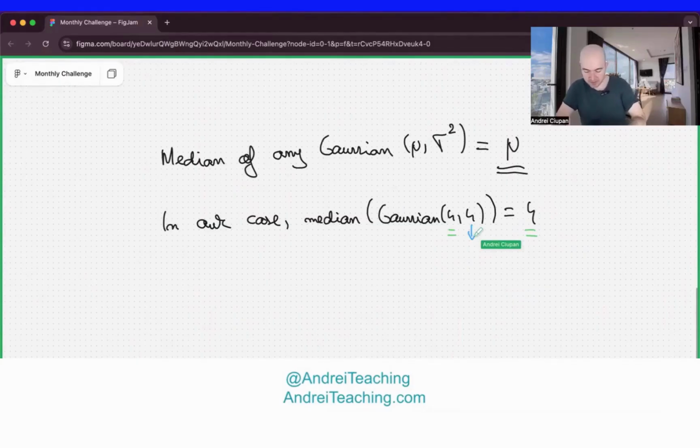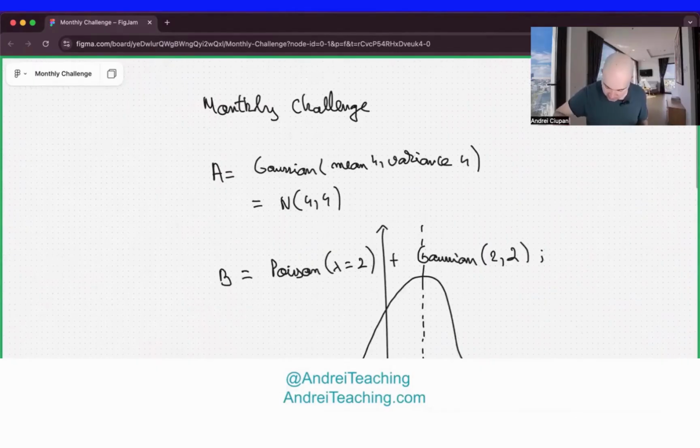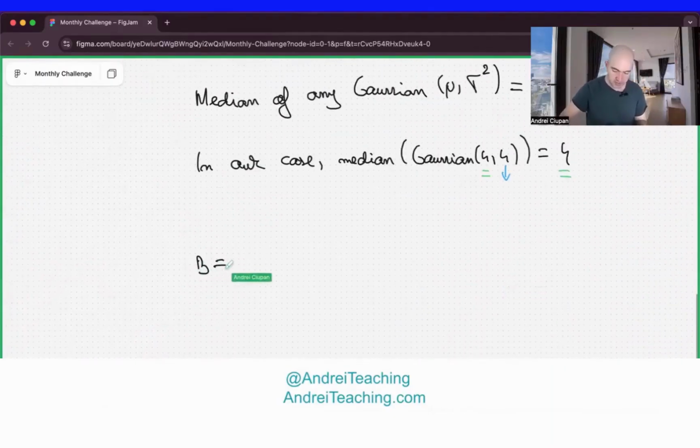There is a reason why I picked this number. I'm going to show you at the end. But this is very good. We know the median of the first random variable. Now, remember the second random variable. Let's see what I called it. I called it B. Now we have B, which is a Poisson of 2 plus a Gaussian of 2, 2. I'm going to call it, for simplicity, P plus G. And we know that P is a Poisson with lambda 2, and G is the Gaussian with mean 2 and variance 2. So basically, we just need to figure out for this B, is the median higher than 4 or lower than 4? And then the problem is done, basically.